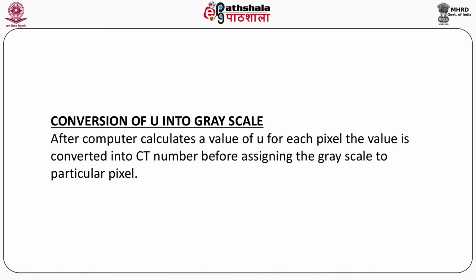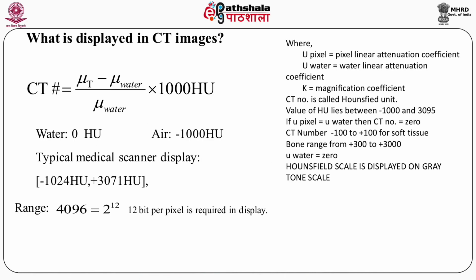After computer calculation, the value of the linear attenuation coefficient of each pixel is known. This value is converted into the CT number or Hounsfield unit before assigning the grayscale. So you can see here the CT number is equal to mu of the pixel minus mu of water, upon mu of water, into 1000. Mu pixel is the linear attenuation coefficient of that pixel, mu water is the linear attenuation coefficient of water, and K is the magnification factor, which I told you is 1000 in this case.